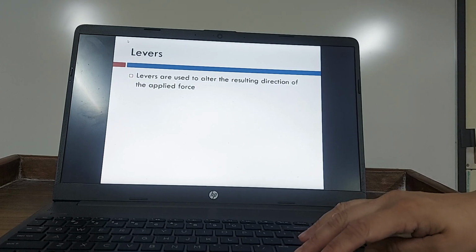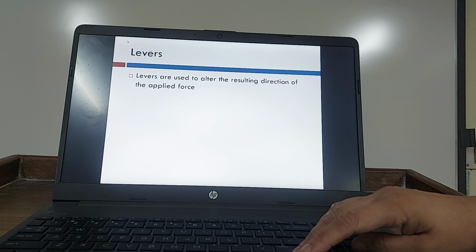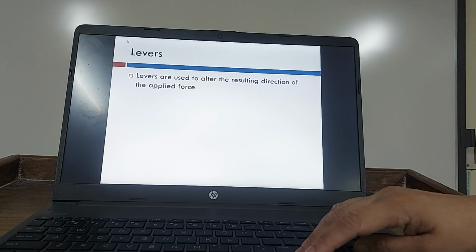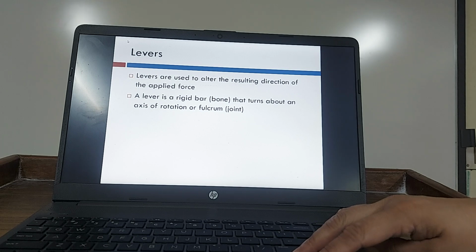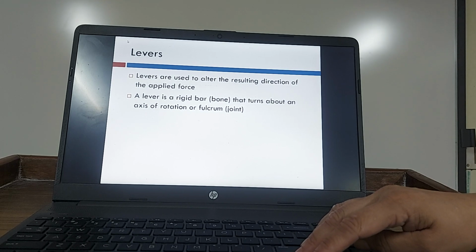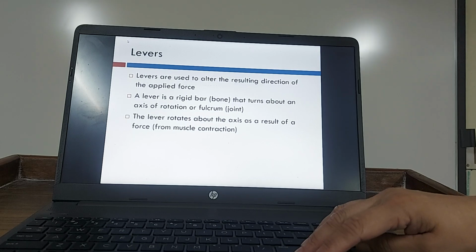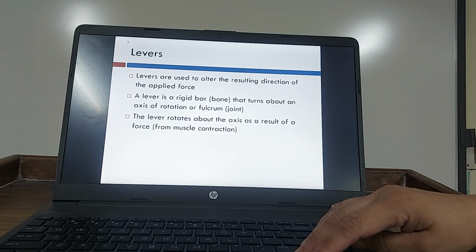Now in a lever, we know that a lever is a rigid bar which is moving around an axis, a fulcrum. Herein a lever is a rigid bar, which is a bone, that turns around an axis of rotation, which is called a fulcrum or a joint. The lever rotates about the axis as a result of a force which is produced by muscle contractions.